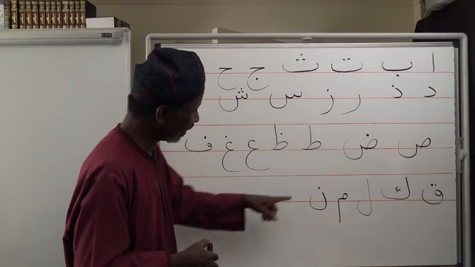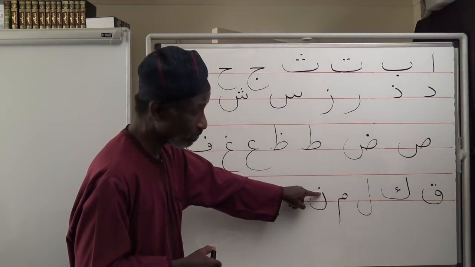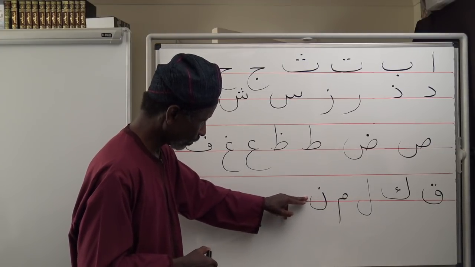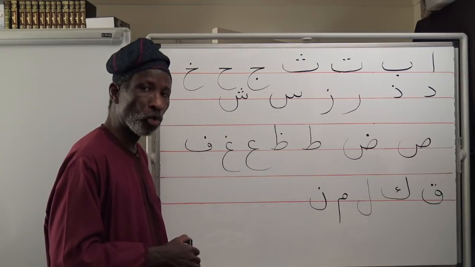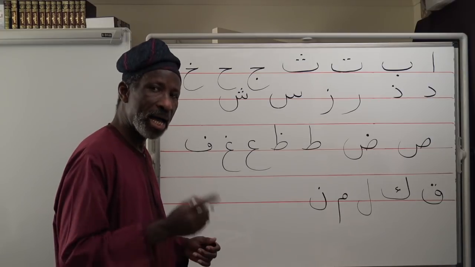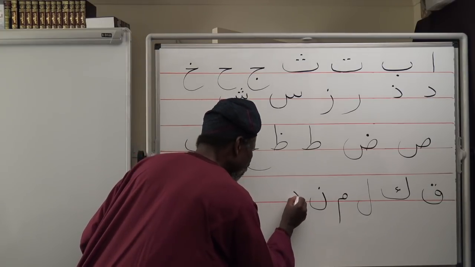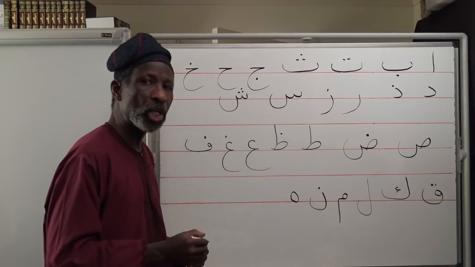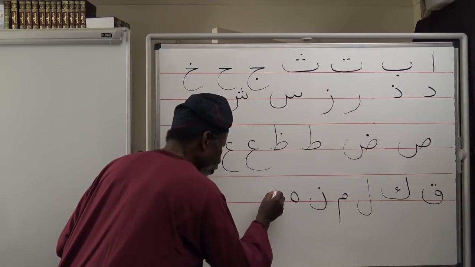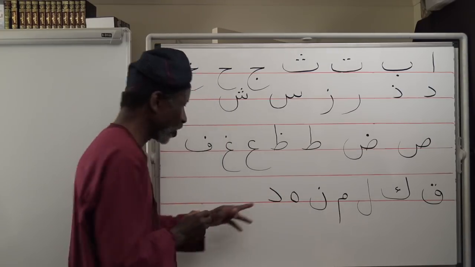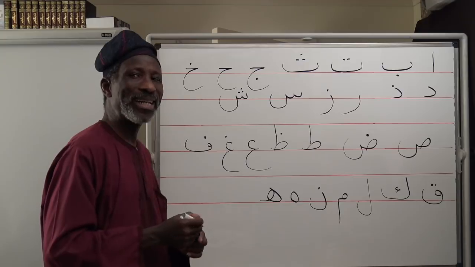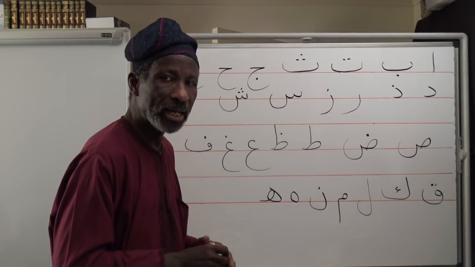Noon, that's a simple one. Make sure it's not the same height as the beginning of your noon, so that it's not imbalanced there. That's your noon, and it's slightly below the line. Lam, mim, noon. Ha, the one I show you is ha this way, which is like a bottle with no dots. But ha at the beginning, when you're familiar with it, will be like this. It's like writing your dal, and then you continue your movement and you write this way. That's your ha, the soft H.